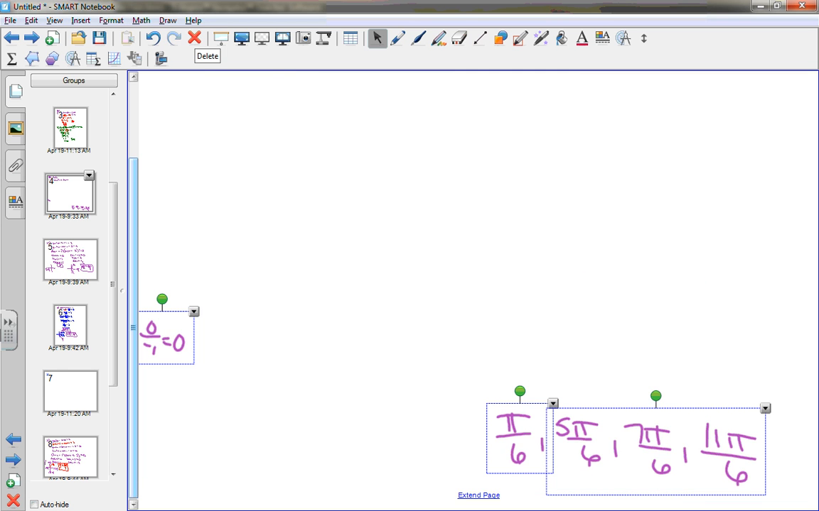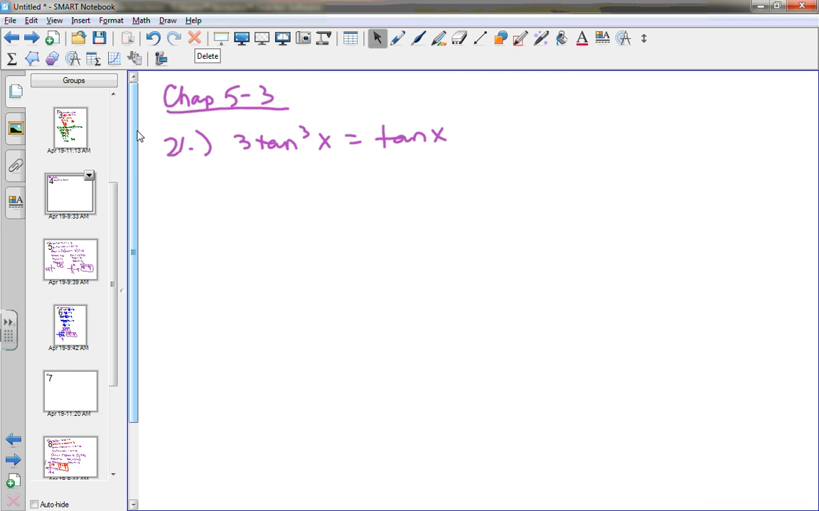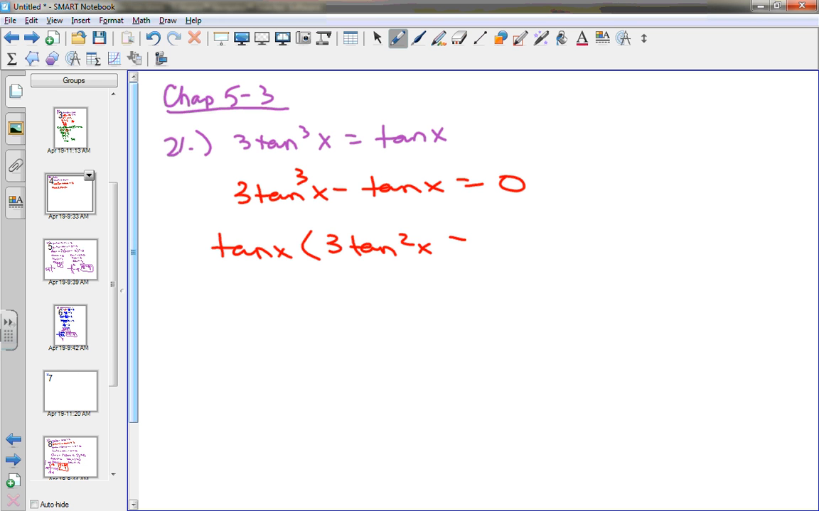Okay, so if I'm looking at 21 here, I need to immediately bring this all over to one side of the equation, correct? So I am going to make this 3 tangent cubed of x minus the tangent of x is equal to 0. So now what do you notice about each one of those terms? It has a tangent in it. So if I pull out a tangent of x, I'm left with 3 tangent squared of x minus 1 is equal to 0. So I pulled out my lovely little GCFs.